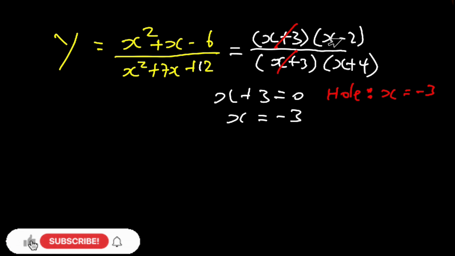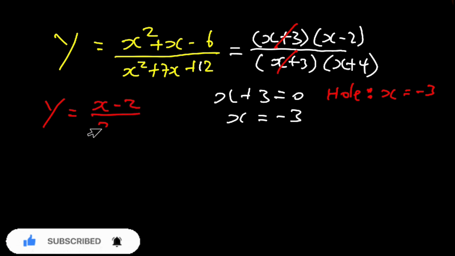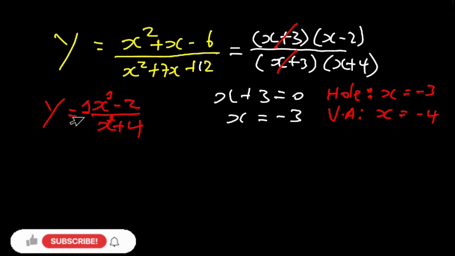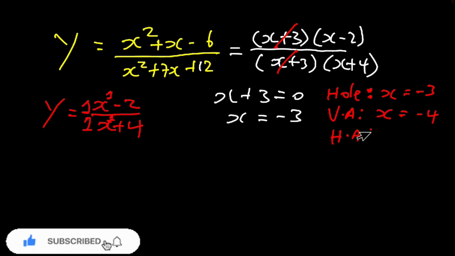Now let's use the surviving part of this function and find the horizontal and vertical asymptotes. If you set the denominator to 0, you get your vertical asymptote to be x equals -4. And seeing that the degree of the numerator and the denominator are the same, and the coefficients of the x's here are 1, then the horizontal asymptote is going to be 1/1, which is equal to 1.